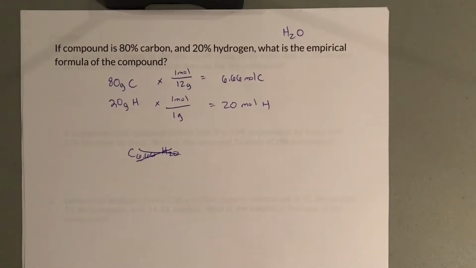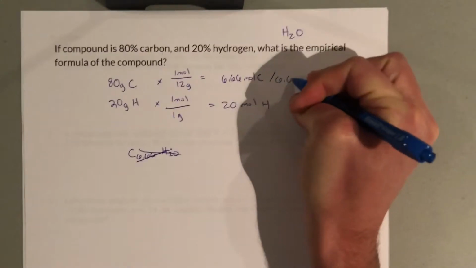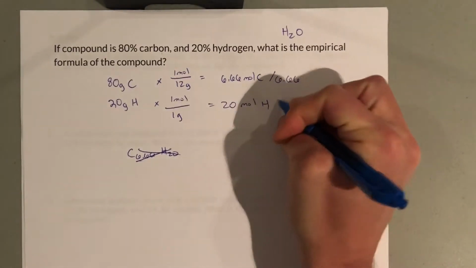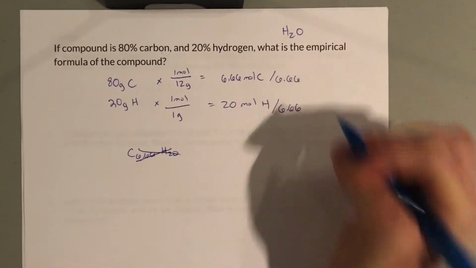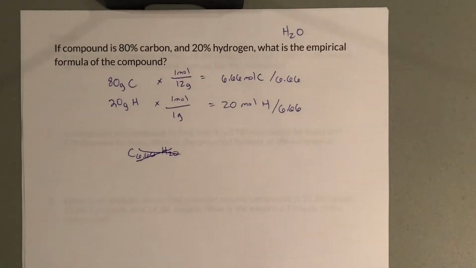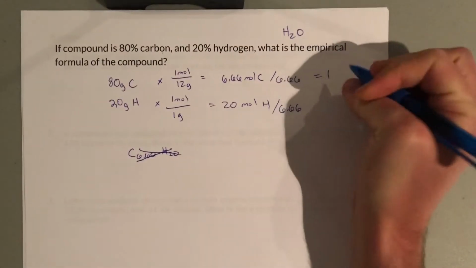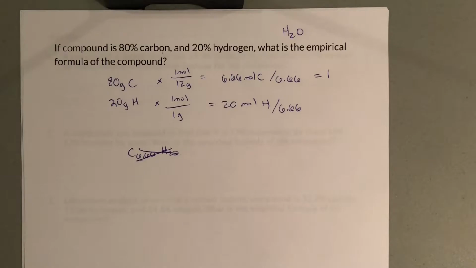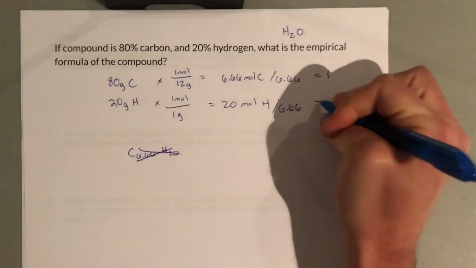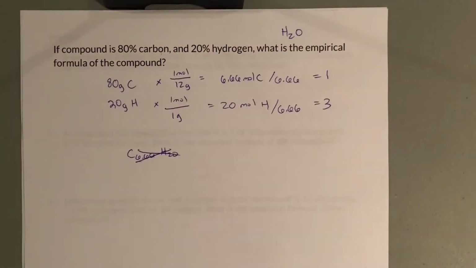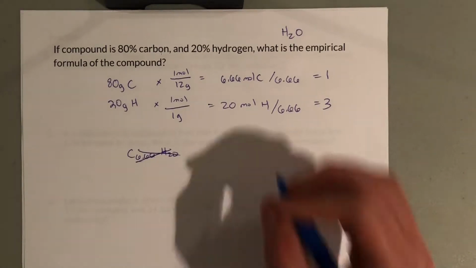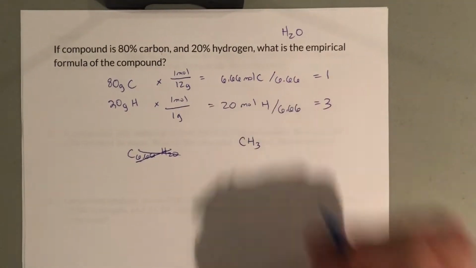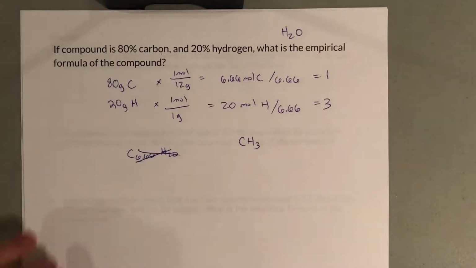And the easiest way to do that is going to be to take whatever your smallest number of moles is, which in this case is 6.66, and divide everything by that number. When you do that, 6.66 divided by itself is 1. 20 divided by 6.66 is 3. That tells you that for every 1 mole of carbon, you would need 3 moles of hydrogen, or your formula would be CH3.